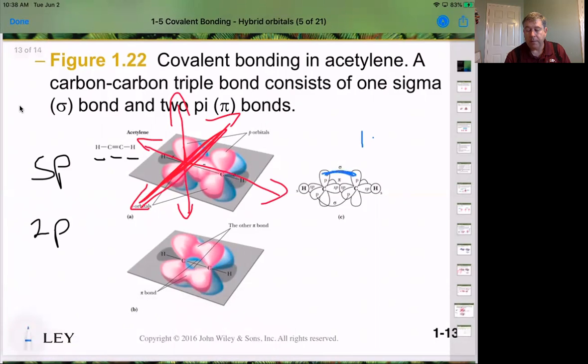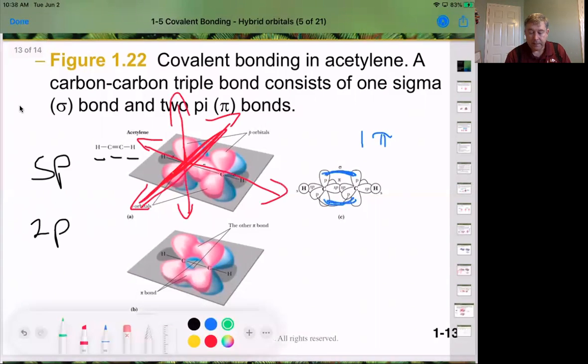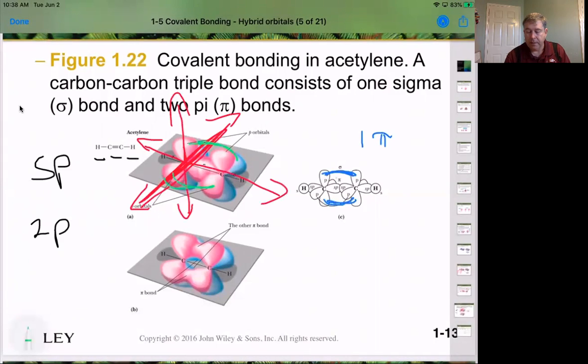creates 1 pi bond here and here. And then the p orbital that's in the plane here creates a second pi bond. So that's the one back here, and the one up here creates our second pi bond, okay? So that means in acetylene, we have one sigma bond, one pi bond that's in the plane, and one pi bond that's out of the plane. So that gives us a total of 3 bonds between those carbons. And the only way we can do that is if we have one sigma bond that's sp hybridized, and then we have overlap bonds or pi bonds with the 2 remaining p orbitals.